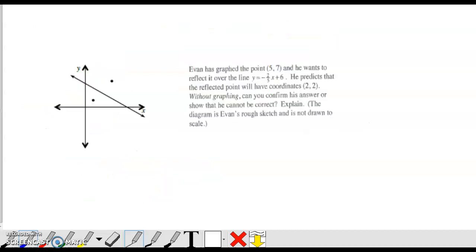All right, so in the next video, this is the first problem that we're going to start with. So go ahead and answer this question, and then when you're ready for the answer, click on part 2.